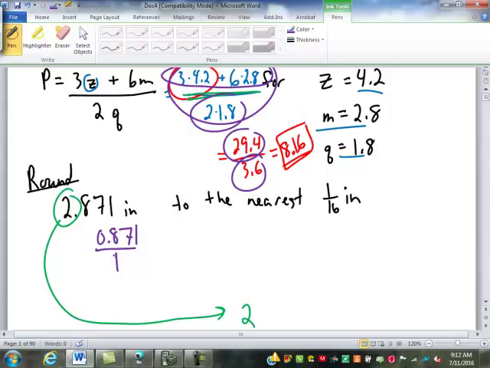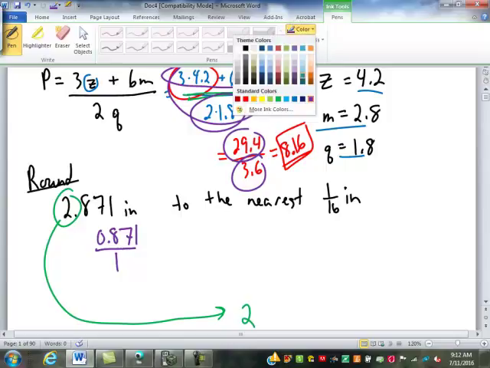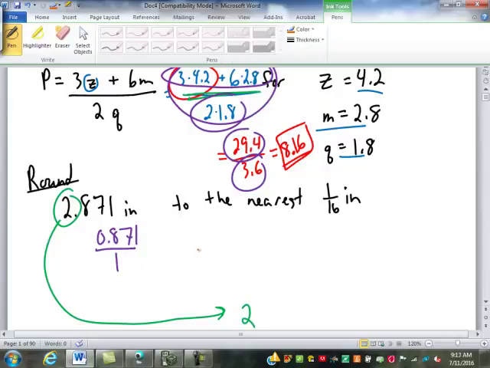Now the decimal point's still there. It did not go anywhere. And that's usually the mistake that most people make, is they move the decimal point or get rid of the decimal point. It is still there. Right now, this has a denominator of 1. We need it to have a denominator of 16. So how do we get there? Multiply by, perfect. Multiply by 16 on top and bottom.